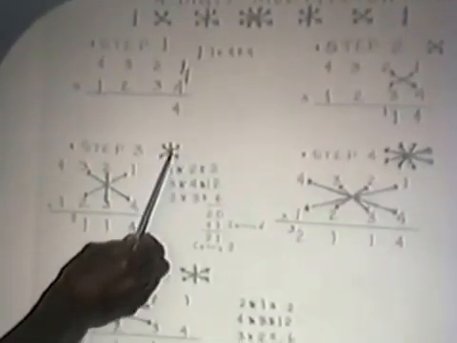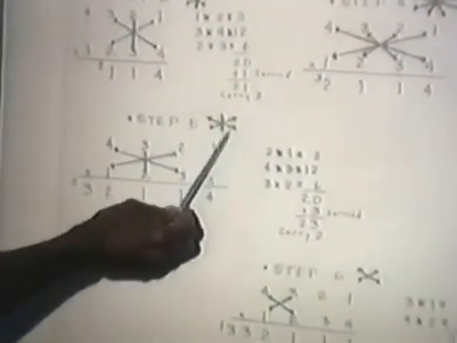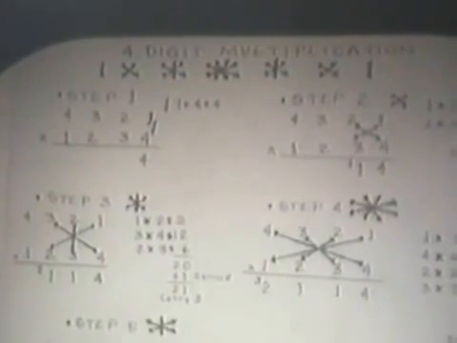Step 1, vertical. Step 2, cross multiply. Step 3, cross multiply and vertical multiply. Step 4, double cross. Step 5, cross multiply and vertical. Step 6, cross multiply. And step 7, vertical. Follow the steps. Remember to carry your digits and you won't get lost and you won't get the wrong answer. It's very simple. You can use your computer as a brain in this process.